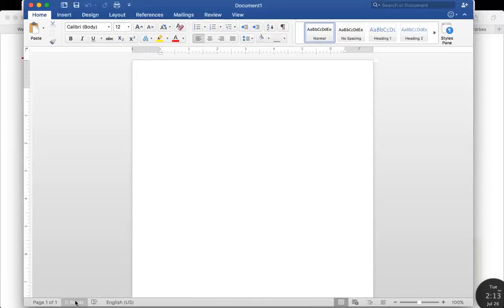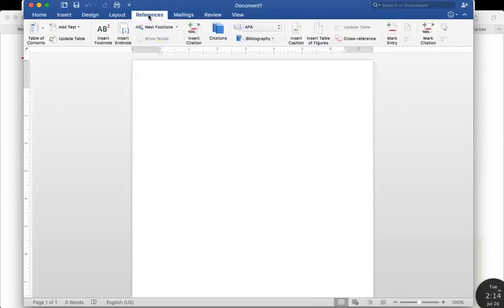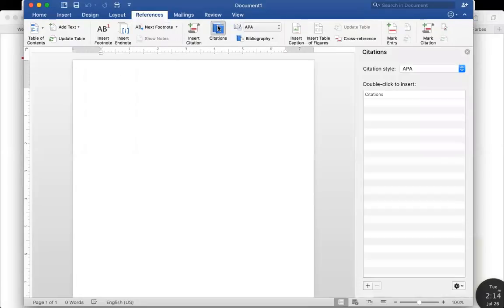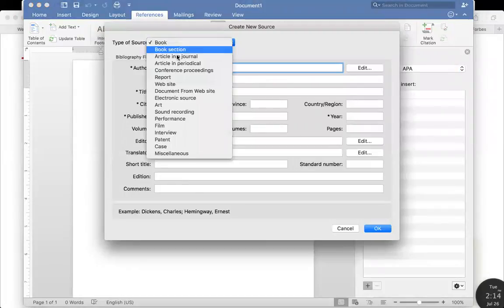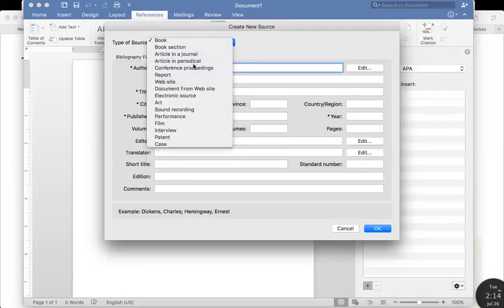Anyway, so this is your word count down here. So make sure that hits the 750. And then let's just say that I wanted to use Word for my references. You can come over here to the references in the ribbon, and if you click on citations, this is where you can put in all the citations that you've used. So I can click this plus sign here. I choose what type of citation it is. Maybe this is that one that I was just looking at would be an article in a periodical.